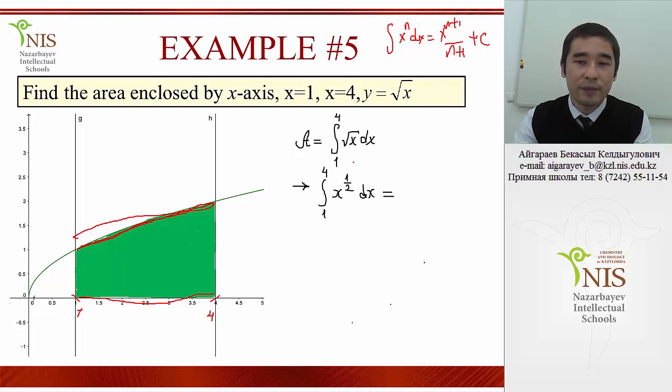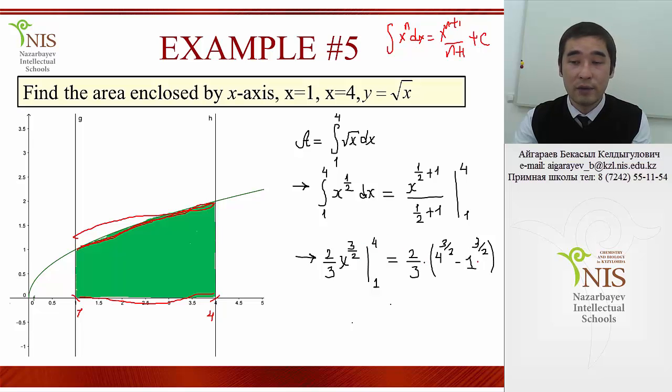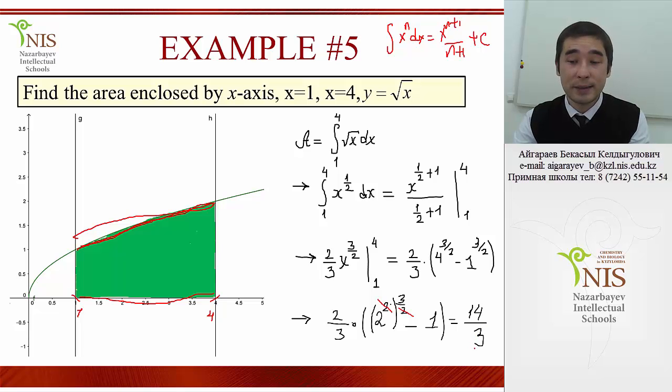So here my integral will look like this. Square root of x we write as a power, x to the power of 1 over 2. By using this formula, it will be x to the power of 1 over 2 plus 1, divided by 1 over 2 plus 1, from 1 to 4, of course. So when we put in those numbers 4 and 1, we get 14 divided by 3, and that's my answer.